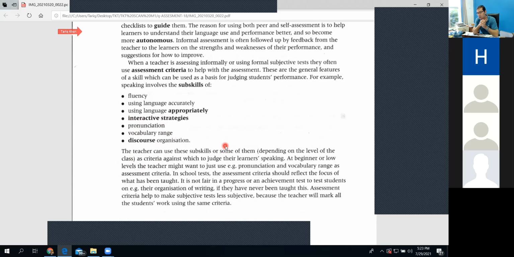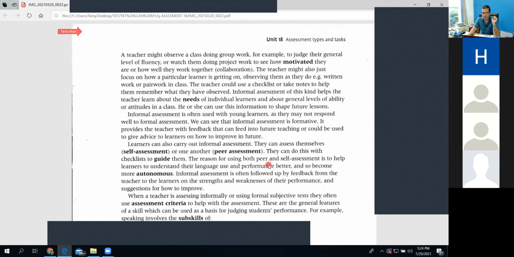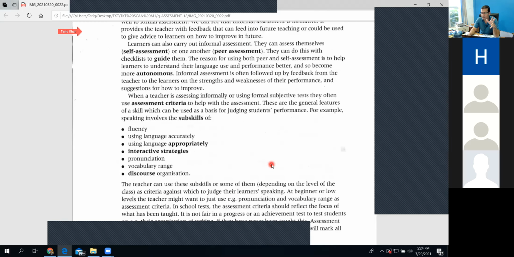Pronunciation, vocabulary range, whether basic, intermediate or advanced level vocabulary they are using. Discourse organization, the relevance of what they say to the topic. All these things are assessed when they are doing the speaking test, which we do in the Cambridge, and all these criteria are checked. The teacher can use some of these sub-skills, depending on the level of the class, as criteria against which to judge their learners' speaking. At beginner or low levels a teacher might want to just use pronunciation and vocabulary range as assessment criteria in the school test. This is the further explanation of it, nothing much. You can go through that to make yourself understand.